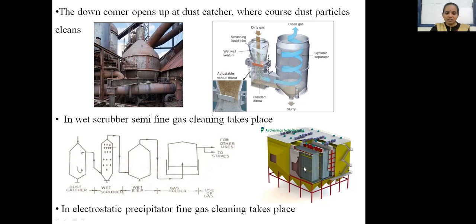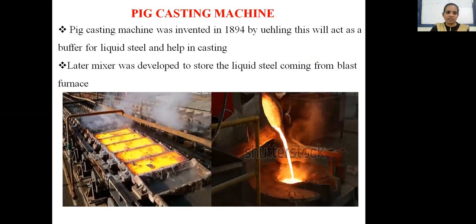Later, here in this electrostatic precipitator, fine gas cleaning takes place. Finally, gas will be cleaned. Next, it is sent to the gas holders and stove burning. Next topic is pig casting machine.